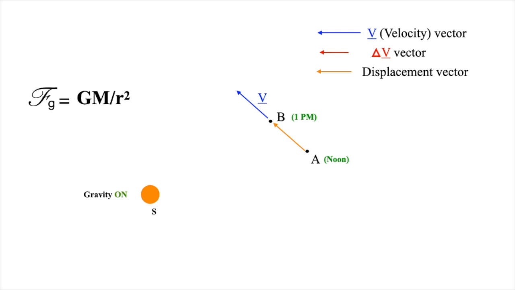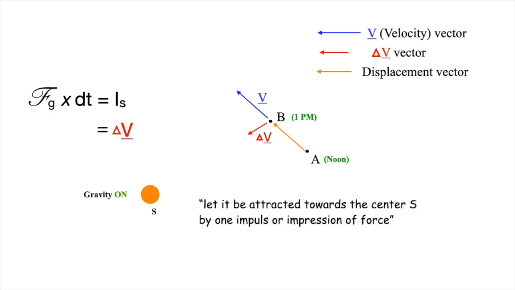Now we turn on gravity so that the planet experiences a gravitational field for a brief moment. In accordance with the informal convention that we have established, we indicate that brief moment as dt. Therefore, the gravitational field times dt equals the specific impulse, which in turn produces a change in the velocity of the planet, a delta v. This was exactly Newton's line of reasoning. As he put it, let it be attracted towards the center S by one impulse or impression of force.